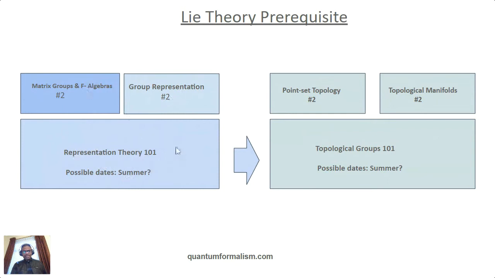So the idea is that now that the algebraic stuff is out of the way a little bit, we can switch to topology. We'll start with point-set topology. This is just the basics, the bare minimum of topology. What's a topology on a set, for instance? What's a topological space? And then build on that to define topological manifolds, because Lie groups are topological manifolds. And that's essentially topological groups 101. After this, we can move on to Lie theory. So that's the idea.